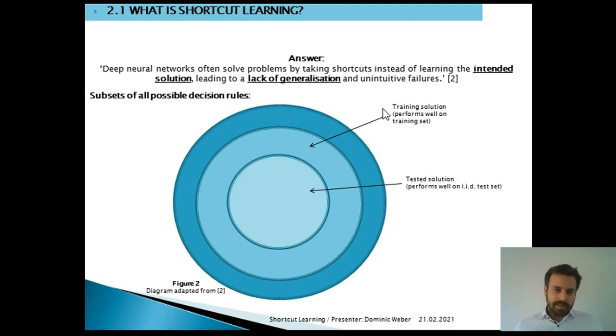And this subset here leads to good accuracy in testing on IID data, independently and identically distributed data sets. But the actually desired solution is only a subset of this one. Solutions not covered by this inner circle are our shortcut solutions. And the ones we actually desire also perform well on an OOD dataset, an out-of-distribution dataset.